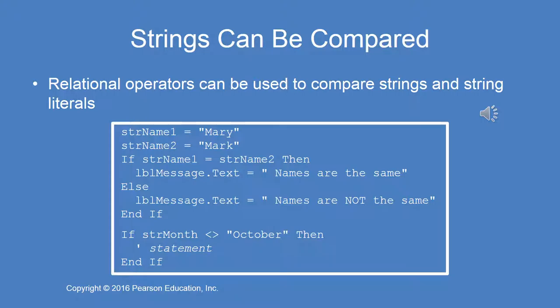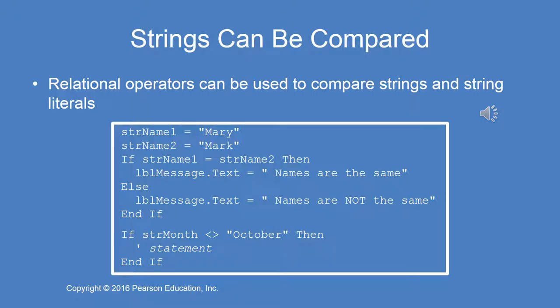Let's talk about how strings can be compared. A string, as you know, or should know, is a series of characters enclosed in double quotation marks. And you should know strings are case sensitive. So in the first example, string name one is being assigned the value capital Mary. That is not equivalent to lowercase mary. String name two is being assigned capital Mark.